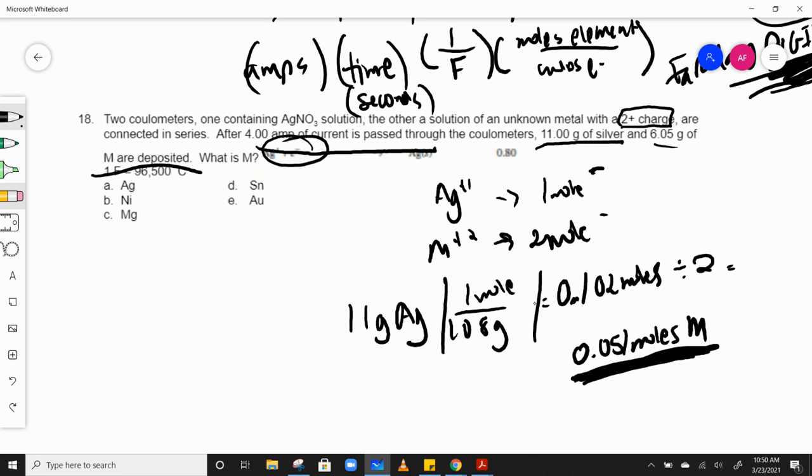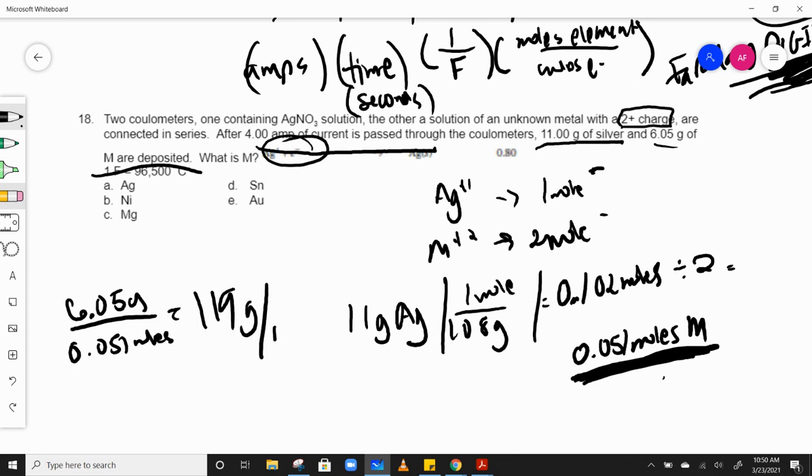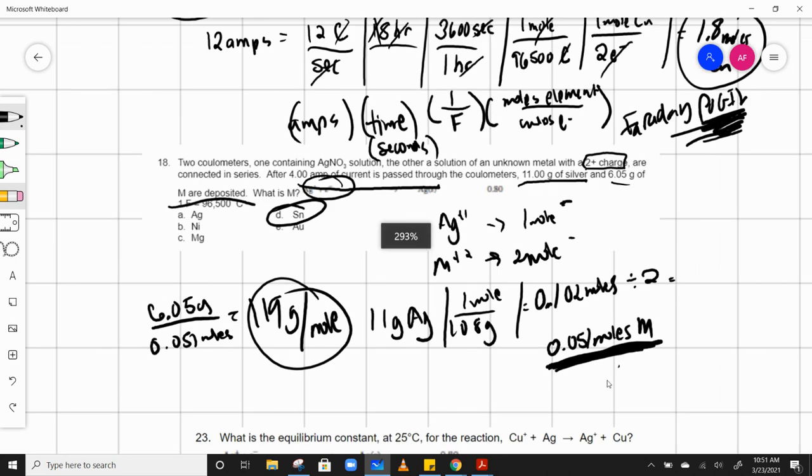And I already know the grams, so we can find the molar mass of this metal by just taking the grams divided by moles. So you take the 6.05 grams divided by 0.051 moles, and you'll get the molar mass to be roughly about 119 grams per mole. And then you look and find which one of these metals is closest to this molar mass, and it comes out to Sn.